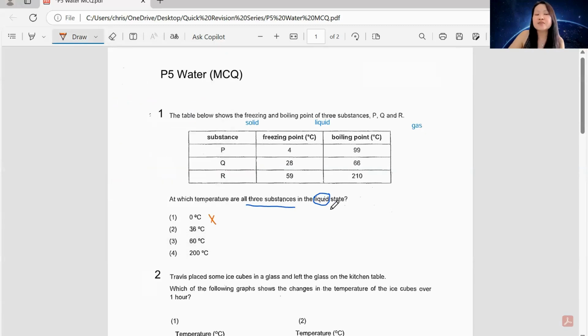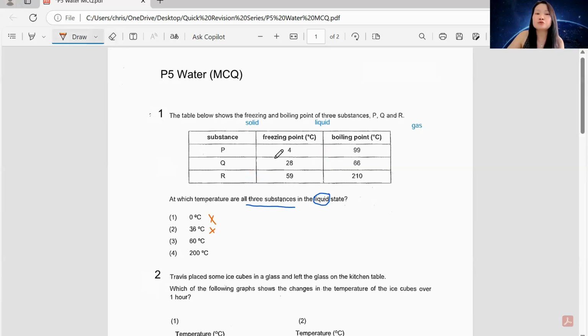Next one, number 2, at 36 degrees Celsius. For substance P, 36 will fall under this category here. For Q, 36 is also at a liquid state. Now for R at 36, it will be over here, so it will be a solid state. In this case, are all 3 substances in the liquid state? No. So this option is also out. Let me erase this off.